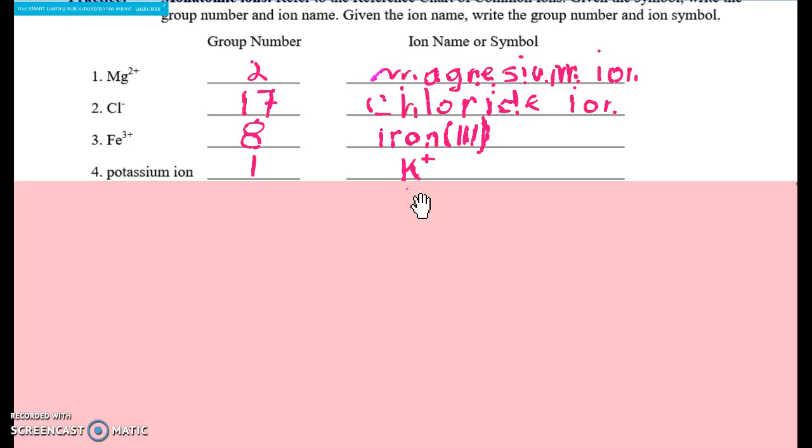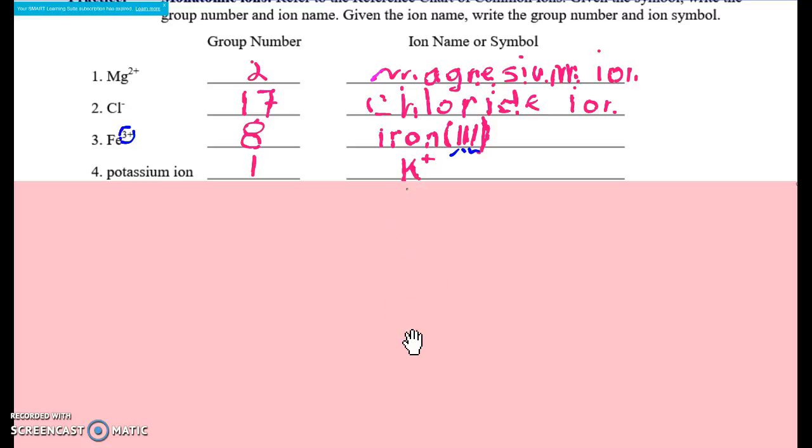Iron 3 is in group 8, and it's iron 3 because it's a +3 charge, and that's what the Roman numeral, if you remember, tells us, that it's giving up 3 electrons. And again, that compares to iron 2, which is iron with a +2 charge, which means it gives up 2 electrons. Potassium is group 1, K+. It shows us that it has lost 1 electron.